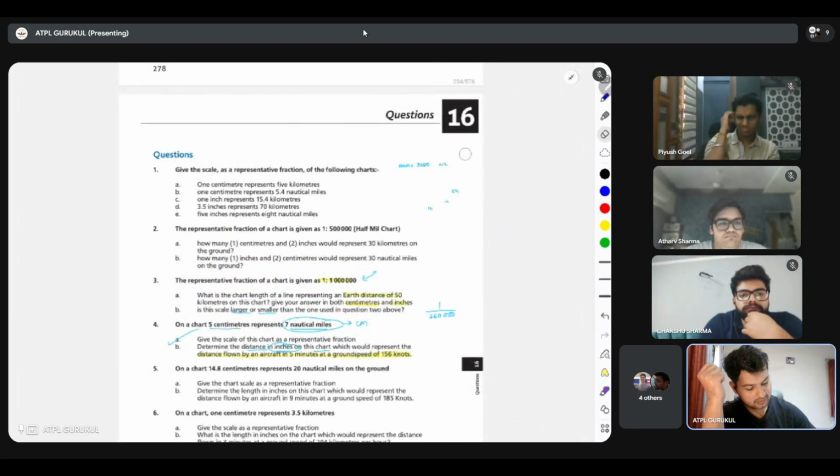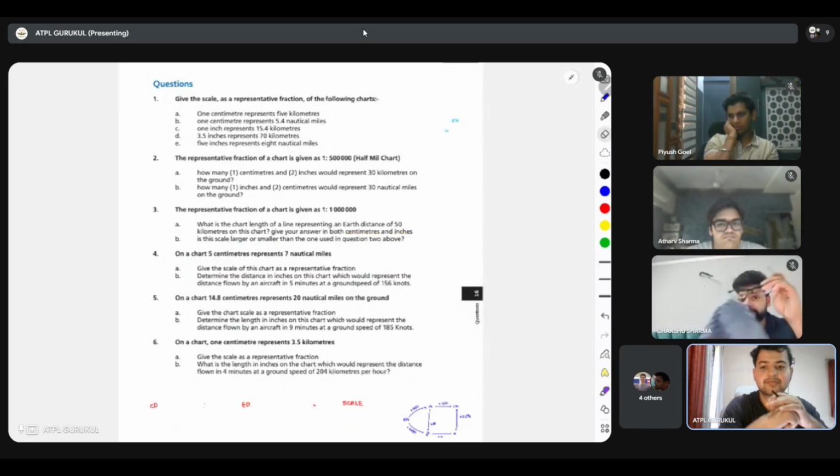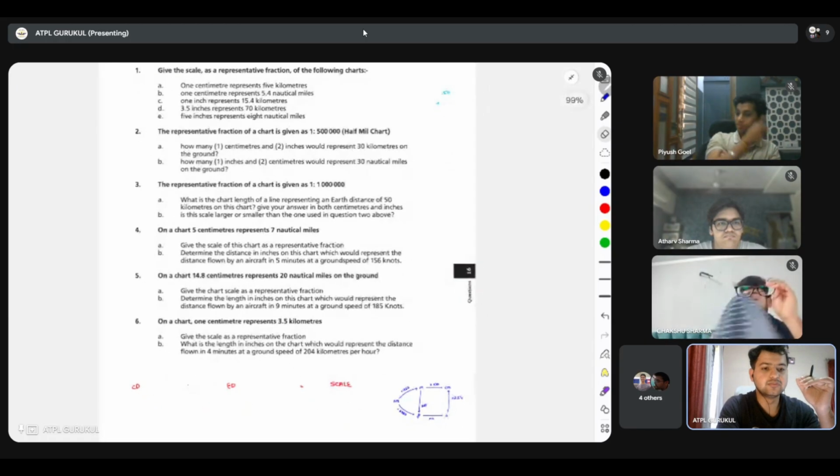Here we have a number of sums. We have about 6 sums. I will do any 2 for you. Tell me which 2 you want me to do. Choose any 2.